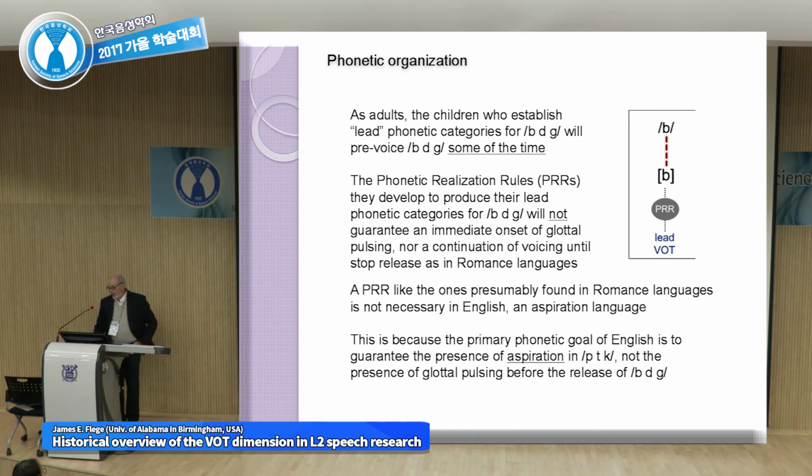This is because the primary phonetic goal of English is to guarantee the presence of aspiration in Bodega, not the presence of glottal pulsing before the release of Bodega.